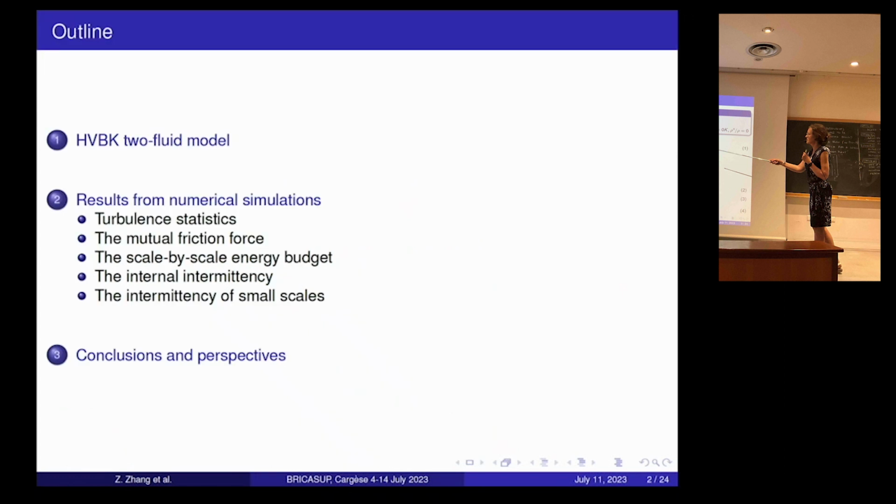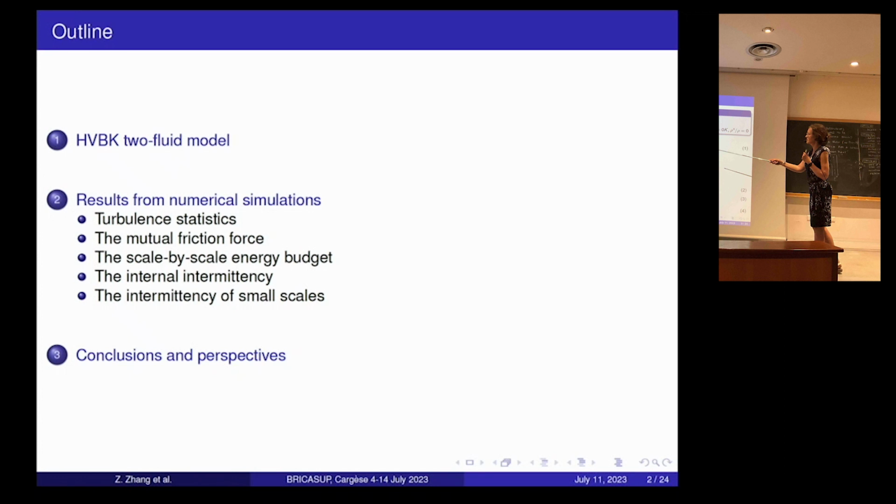The outline of my presentation is that I will rapidly describe the HVBK two-fluid model, and I will go to some results. Some turbulence statistics focus on the mutual friction force as a result of the DNS simulations. And then the scale-by-scale energy budget, that is the relation between second order and third order moments. And we'll probe with a particular viewpoint the internal intermittency, because we look at the transport equation for the third order moments that will be related to the fourth order moment.